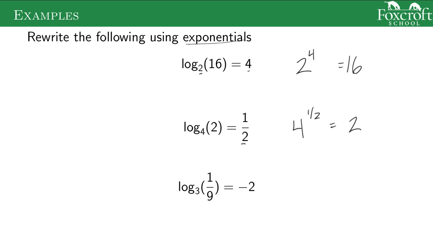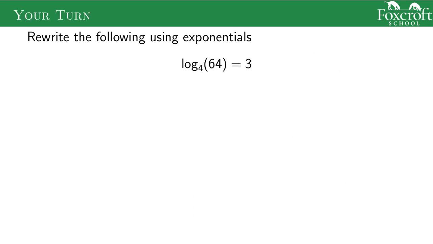And last example, same thing, base 3. The thing in the parentheses is going to be over here. The thing outside the parentheses is going to go into my exponential. And 3 to the negative 2 is 1/9, so I know I did it right. Same thing, just keeping track of what is where and using the same base.